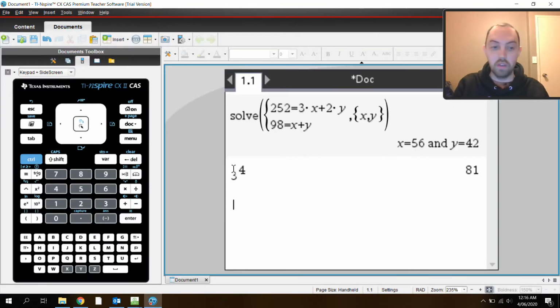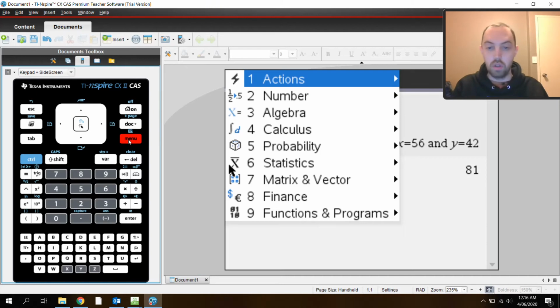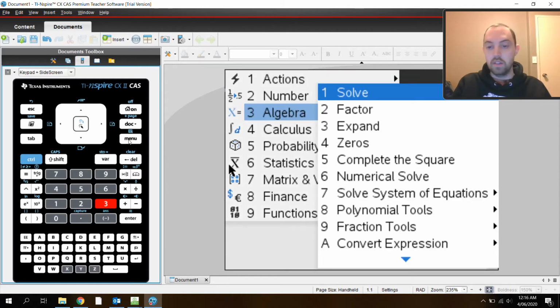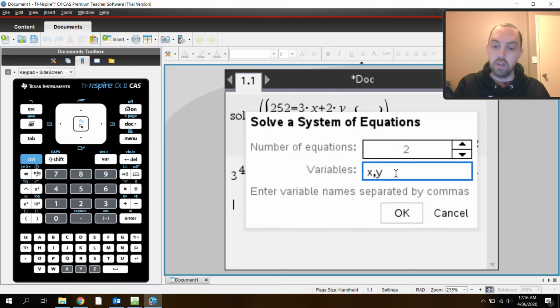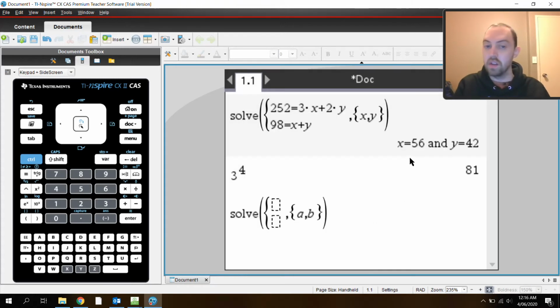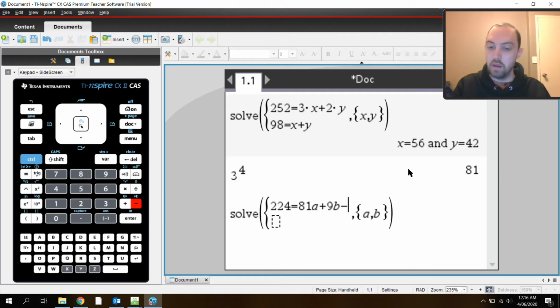So let's do this. Again, menu. We've done this once before in the second part of question 8. Menu 3, 7, 1. 2 equations. If you want to change the letters, you can. A and B, separate them by a comma, as it says in the calculator. 224 is equal to 81a plus 9b take 1. And 0 is equal to a plus b take 1.